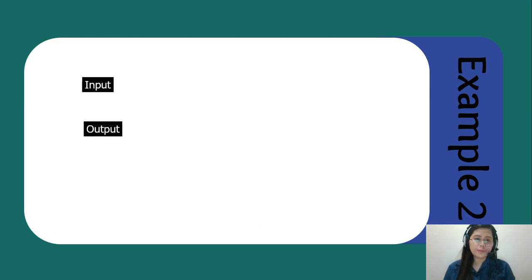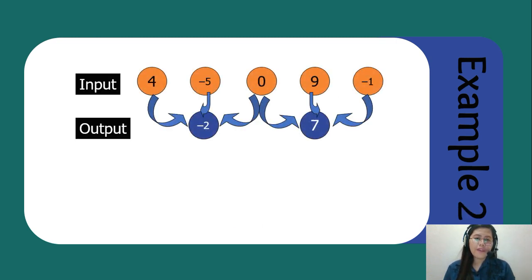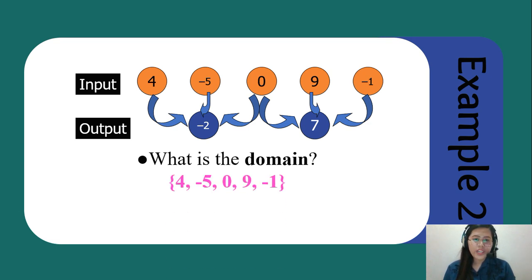Another example. We have here an input of -5, 0, 9, and -1. Output is -2 and 7. What is the domain? Sabi natin, si x ay si domain at si input. So ang domain mo dyan ay si input: -5, 0, 9, and -1. What is the range? Si range natin, yan si y or si output. Kitang-kita na natin, we have -2 and 7.